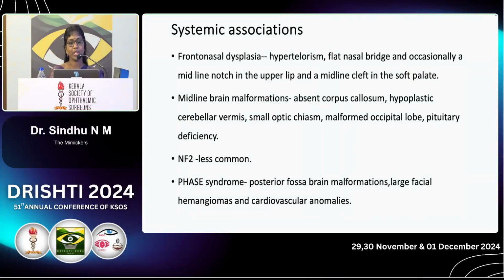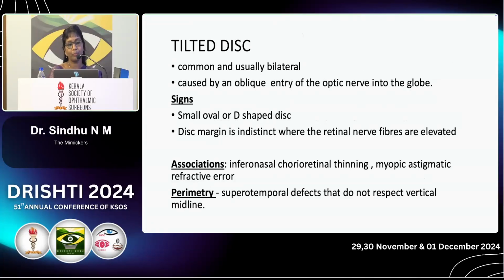The systemic associations include frontonasal dysplasia, hypertelorism, flat nasal bridge, and occasionally a mild midline notch in the upper lip and a midline cleft in the soft palate. It can be associated with midline brain malformations: absent corpus callosum, hypoplastic cerebellar vermis, small optic chiasm, malformed occipital lobe, and pituitary deficiency. NF2 is an association though it's less common. It can also be associated with PHACE syndrome.